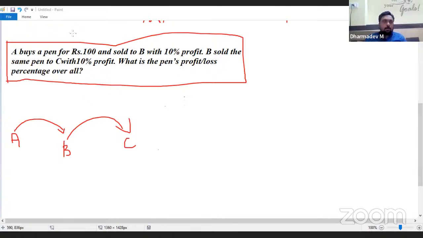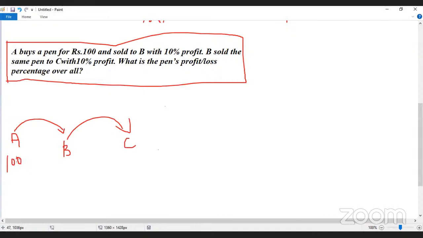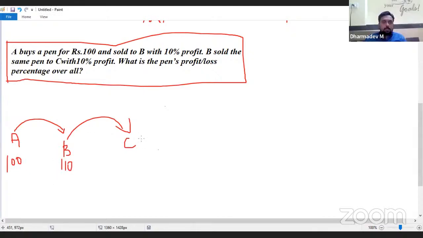Okay, so 110, A selling it to B, B selling it to C with another 10%. That means 11. 121 he is buying. Overall profit is 21%. Yes, it's correct.